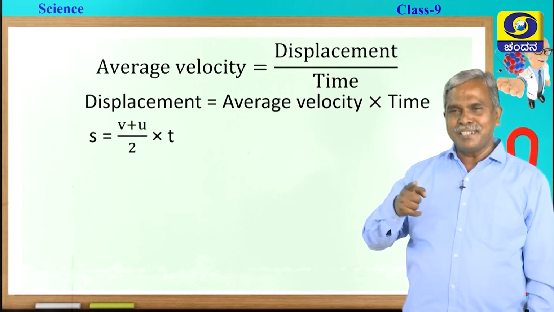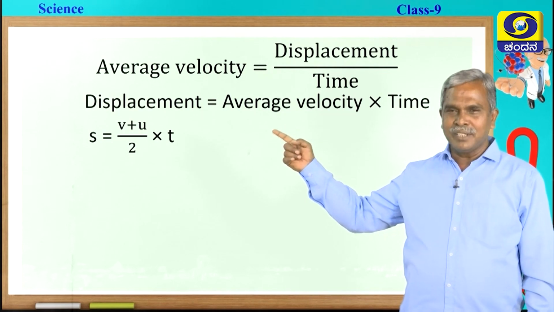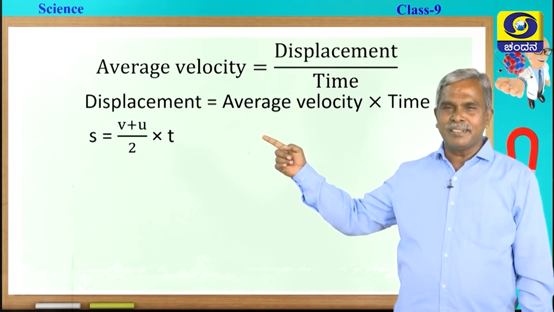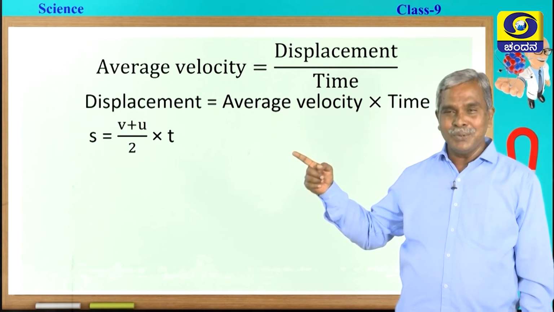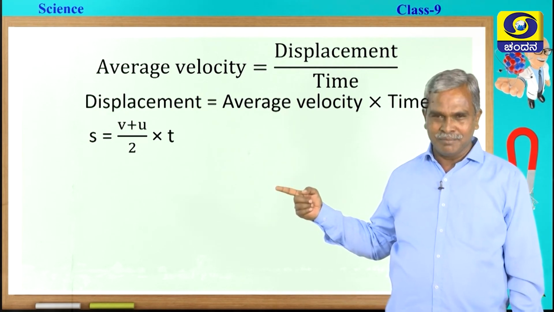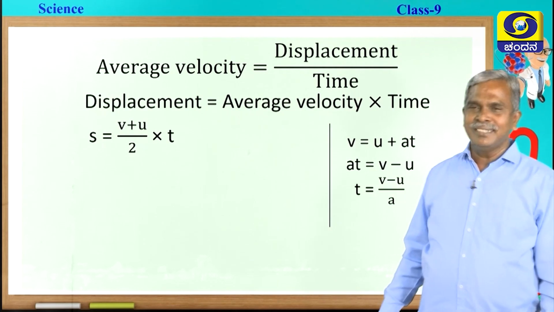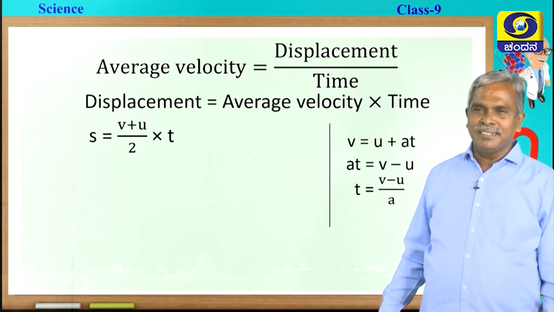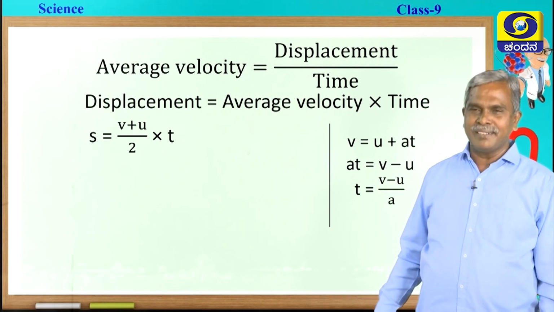Displacement may be represented by the alphabet s. S is equal to, average velocity is represented by v plus u by 2, into time, as usually represented by small t. Next, you take v is equal to u plus a t, keep a t on one side and send u towards the v: a t is equal to v minus u.